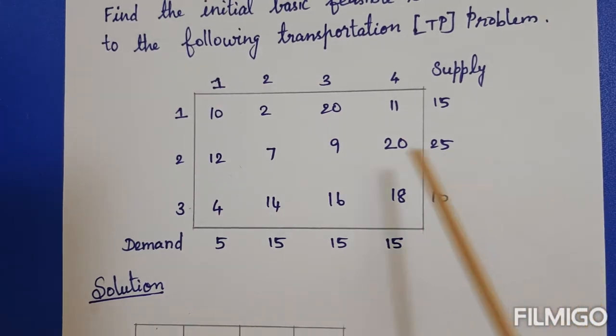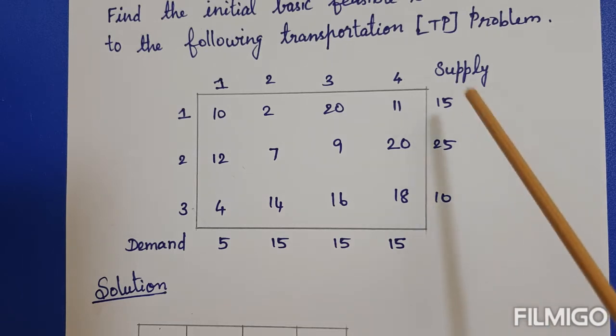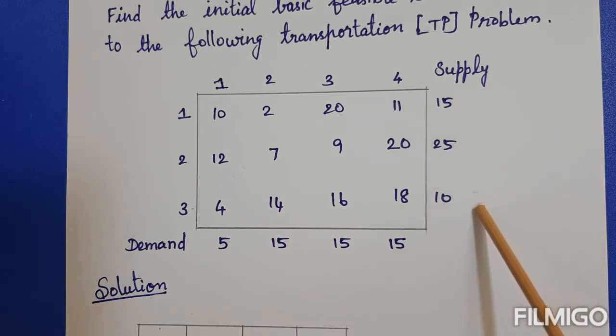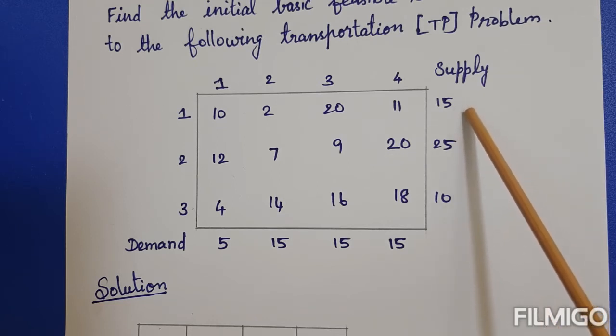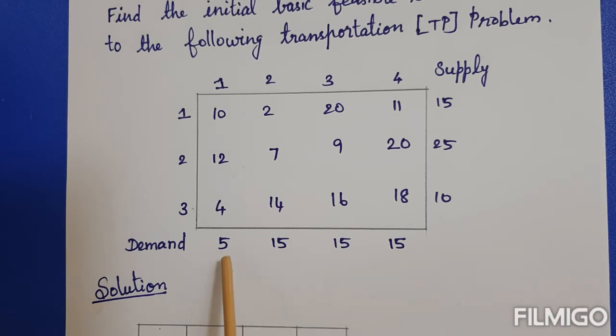Before going to apply the Northwest-Corner method, we have to check whether the given problem is a balanced transportation problem. For that, we have to add all these supplies. That is 15 plus 25 plus 10, the total amount of supply is 50. In the same way, we add all the demand requirements, that is 5 plus 15 plus 15 plus 15, that is also 50. Total demand is 50, total supply is 50. Then the given transportation problem is a balanced transportation problem.